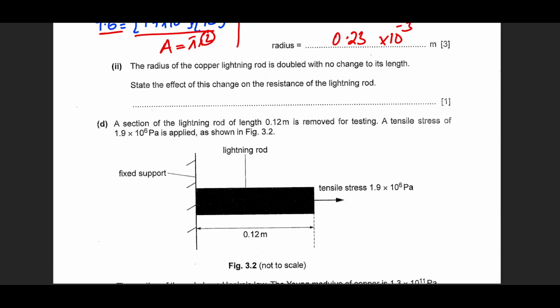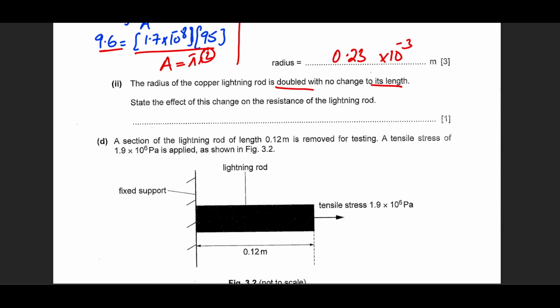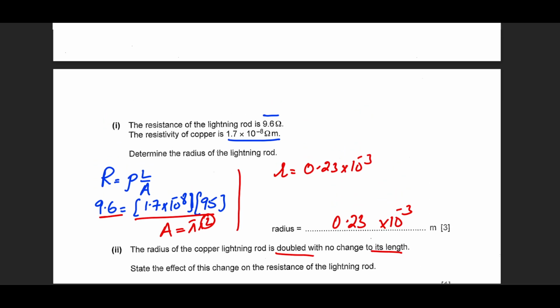Then he says that the radius of the copper lightning rod is doubled. The radius is doubled, so it is now thicker as compared to before. With no change in length, what happens to the resistance? You see, the radius and the resistance. Resistance is inversely proportional to cross-sectional area, and we know that this is equal to pi r squared. Pi is a constant, so what we are left with is resistance being inversely proportional to r squared.